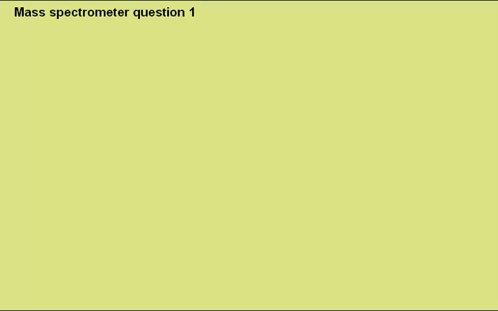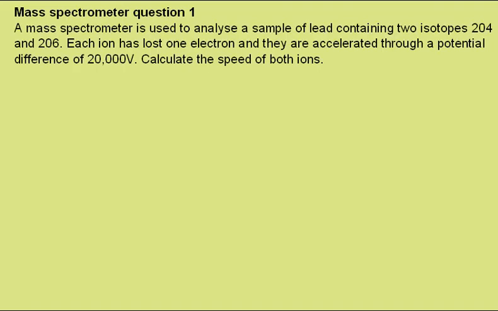Mass spectrometer question 1. A mass spectrometer is used to analyse a sample of lead containing two isotopes, lead-204 and lead-206. Each ion has lost one electron, and they're accelerated through a potential difference of 20,000 volts. Calculate the speed of both ions.